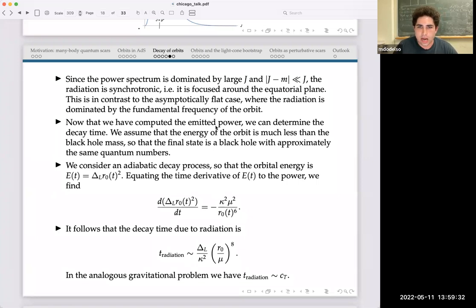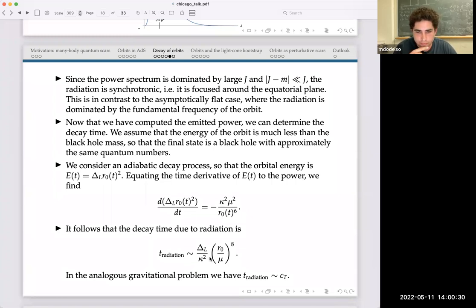Okay, so that's the power, and now we can determine the decay time. We assume that the energy of the orbit is much less than the black hole mass. So in this case, the final state is a black hole, and it's spinning very slowly, and it has approximately the same mass as the original black hole. Let's consider an adiabatic process. The energy of the orbit is delta L times R naught of t squared, where R naught is the radius as a function of time. Now we know the power, so we just compare the derivative of this with the emitted power. And that gives the following radiation time.